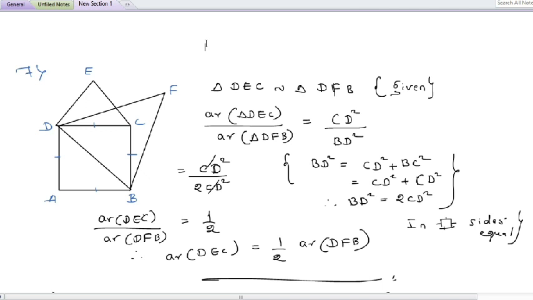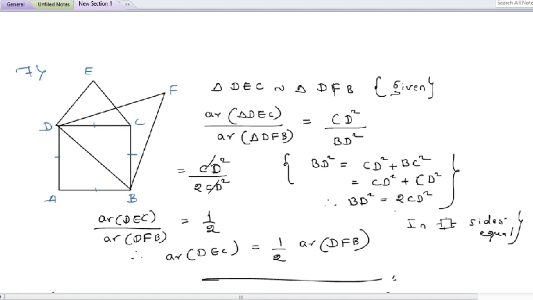So, in a square all angles are 90 degrees. According to Pythagoras theorem, we can write BD square is equal to CD square plus BC square. Since in a square all sides are equal, BC is equal to CD, so we can write CD square plus CD square. So BD square is equal to CD square plus CD square, you will get 2 times CD square.